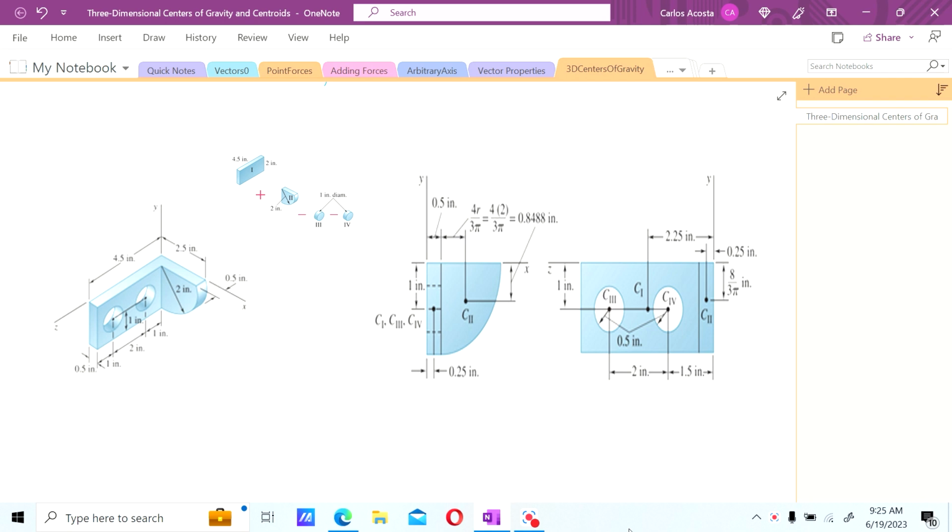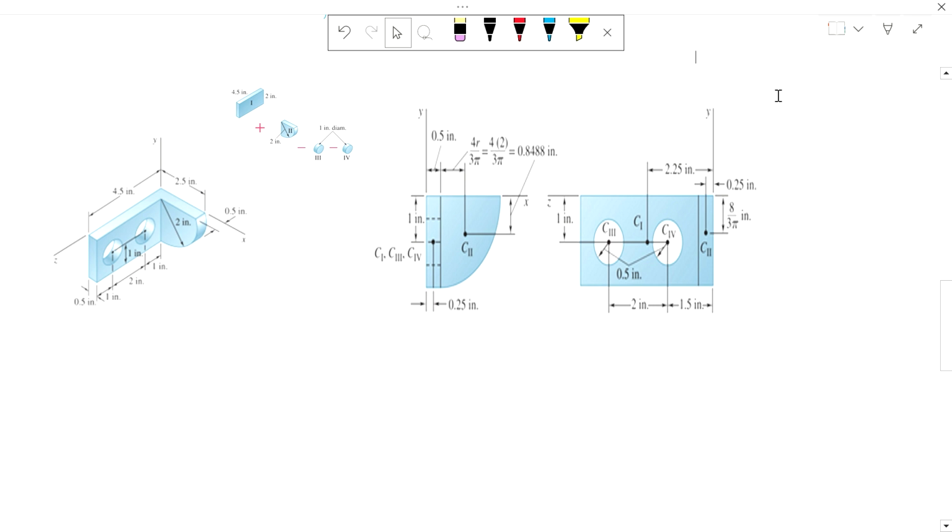Okay, let's go over this example. So we have a three-dimensional body where they're asking us to find the centroid of this shape. The first thing we can see is that they're giving us the x, y, and z coordinate system.